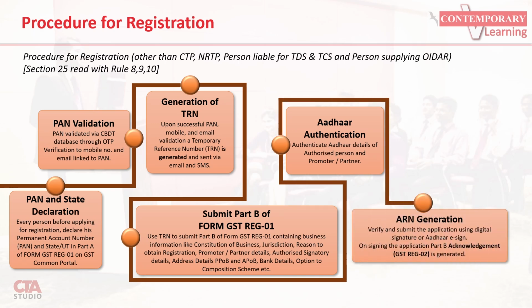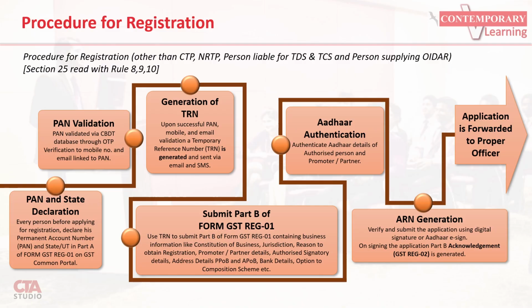ARN generation. You verify and submit the application using digital signature or Aadhaar e-sign. On signing Part B of the application, an acknowledgement GST REG-02 is generated with an application reference number, ARN. Application forwarded. Finally, the application is forwarded to the proper officer for processing.